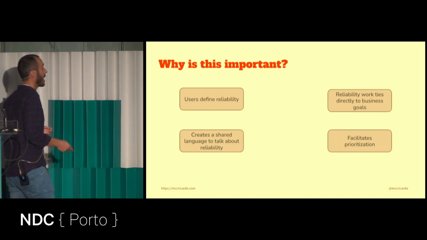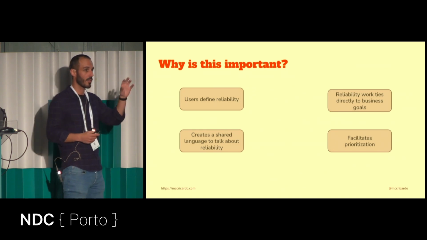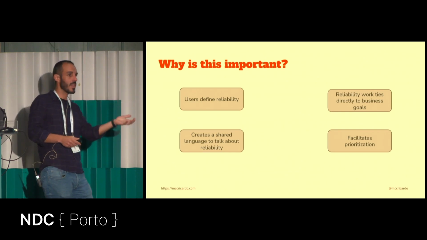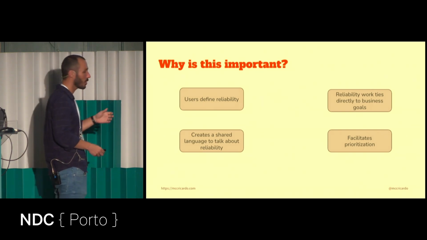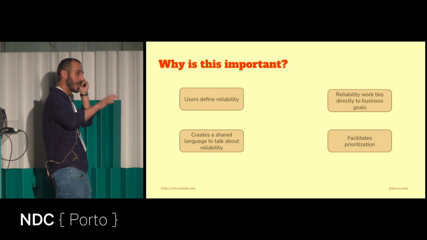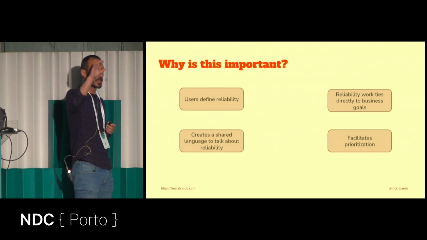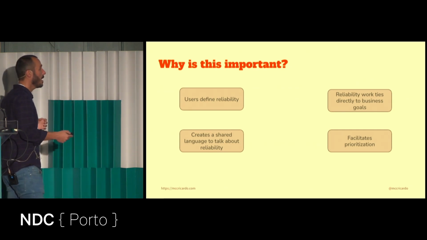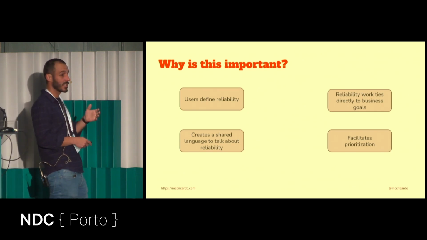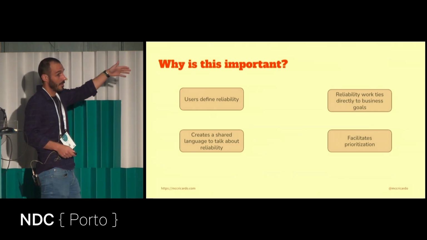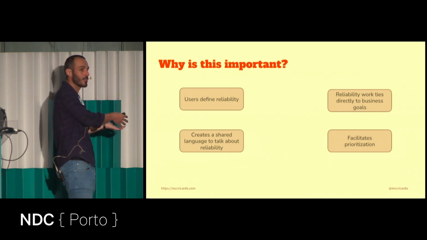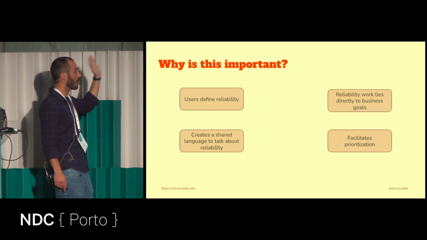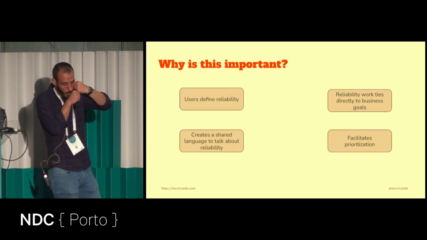It also creates a shared language to talk about reliability. We have a framework, a way that developers, operations engineers, and business people can actually talk about what it means for the system to be reliable. We don't have SRE saying the system is unreliable because of X, Y, or Z, or developers saying another thing. Everyone speaks the same language. This means that reliability ties directly to business goals. We know that users pay for the business. If we know how happy the users are, there is a direct relationship between reliability and business goals.